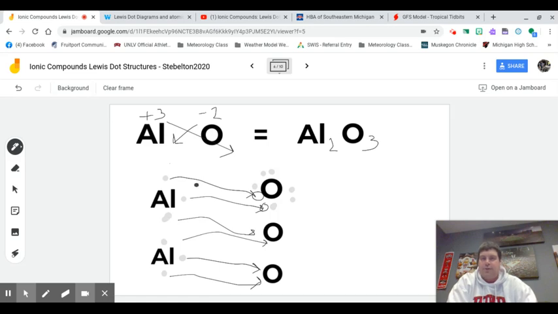Aluminum lost 3 electrons. You can see that aluminum transferred these 3. That's why it becomes a +3 charge. And oxygen accepted 2 electrons. That's what gives it the -2 charge.